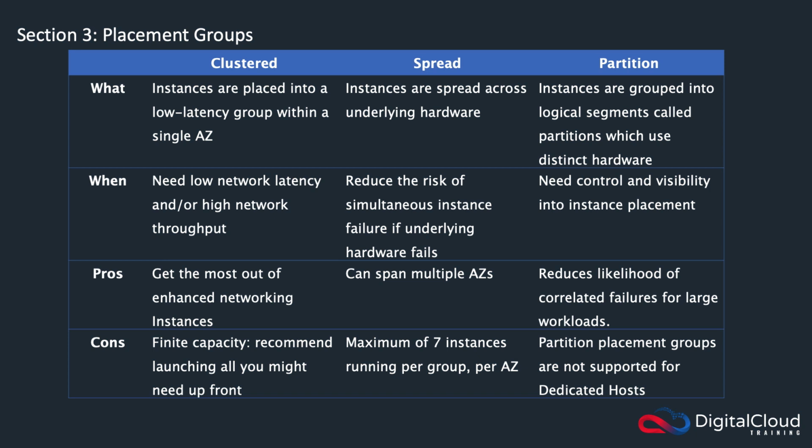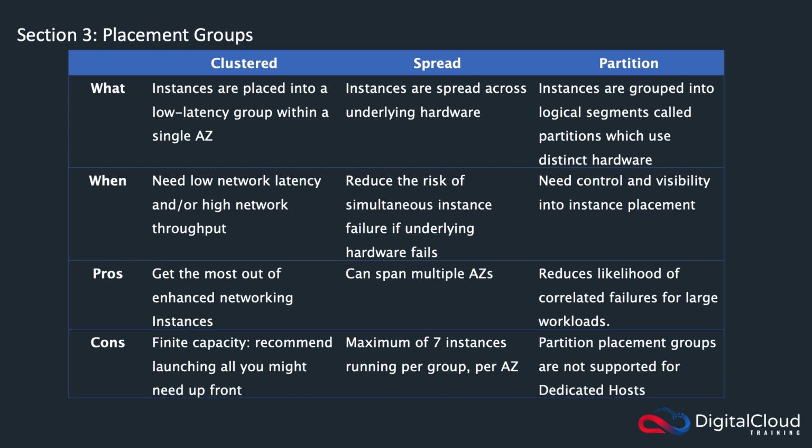This reduces the likelihood of correlated failures. So, if multiple racks go down in AWS, then you can ensure that your application stays running because you've spread your application across lots of different racks and lots of different underlying hardware. So that's it for placement groups.